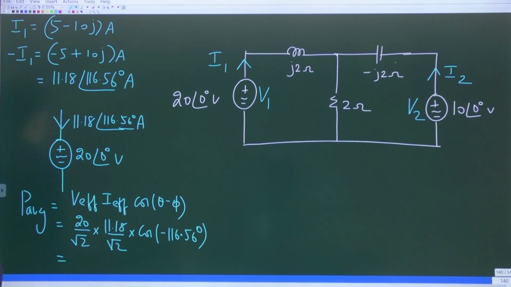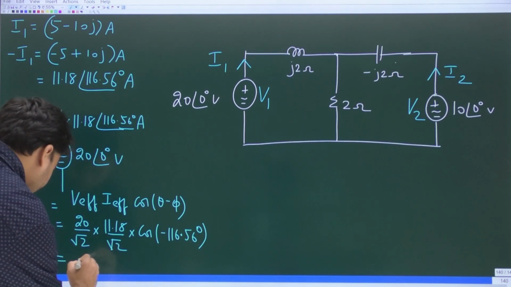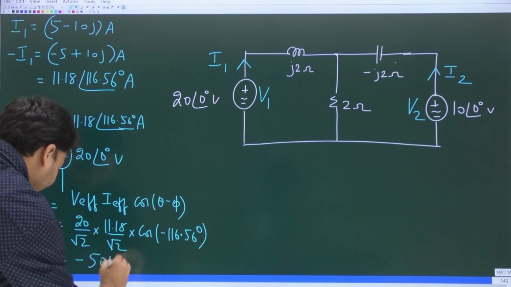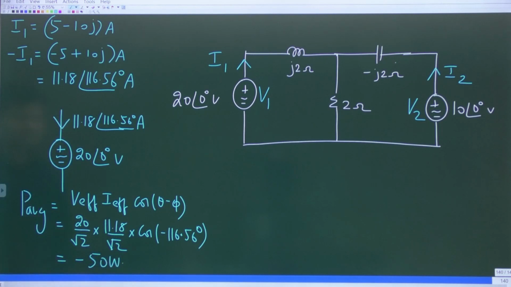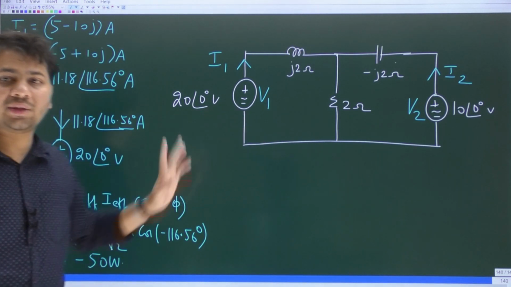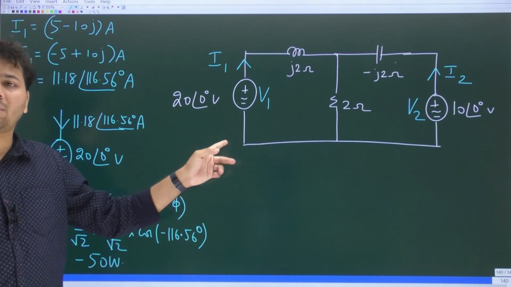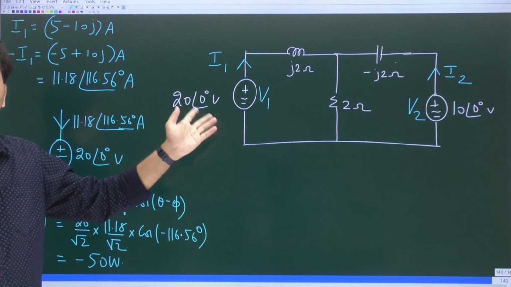Well, I am sure it is negative, right? It is negative because cos of minus 116.56 degrees will be negative. So we will take it as minus 49.989, we will take it as minus 50, okay? So minus 50 watts. This is the average power absorbed by this source. Average power absorbed by this source is minus 50 watts. What is the average power supplied by this source?